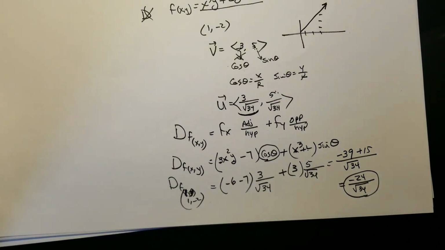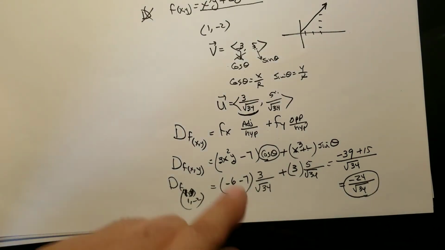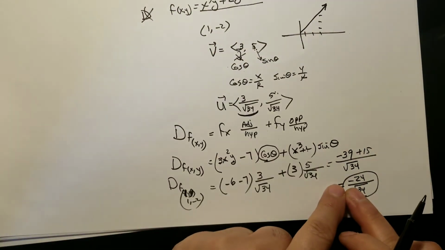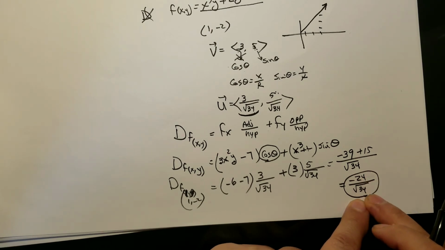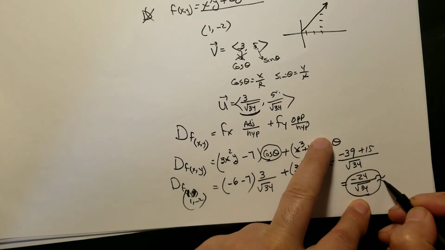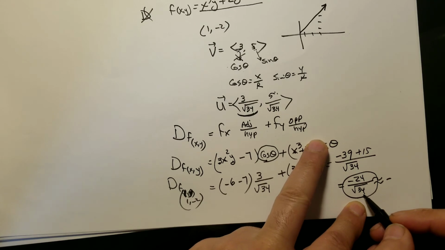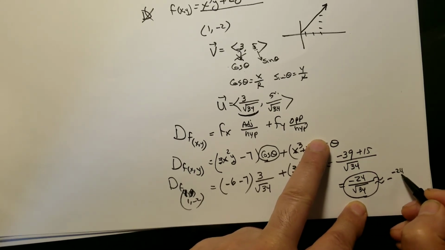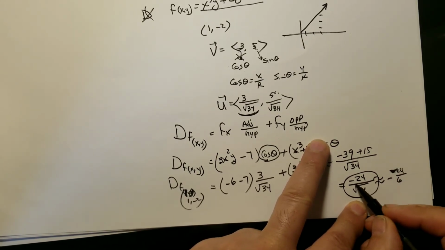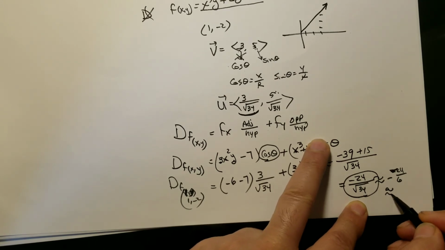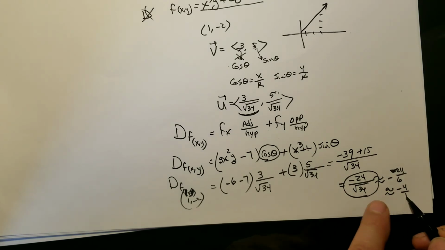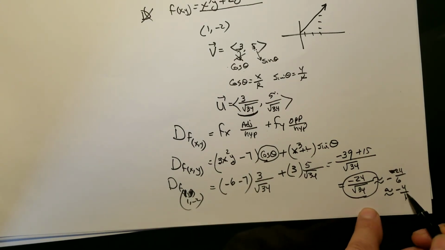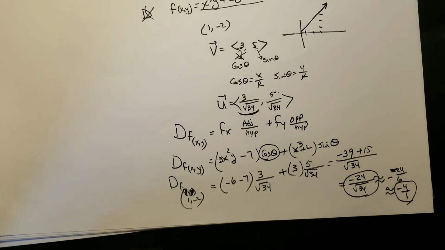Tell me, what direction is the painter going when I'm here? He is coming down. At what rate? 24 over the square root of 34. I hope you know the square root of 34 is close to the square root of 36, which is 6. So negative 24 over 6, that's negative, and that becomes approximately negative 4. Therefore, for every 1 unit he goes forward, he comes down 4 units. That's how fast he's painting the gas tank.